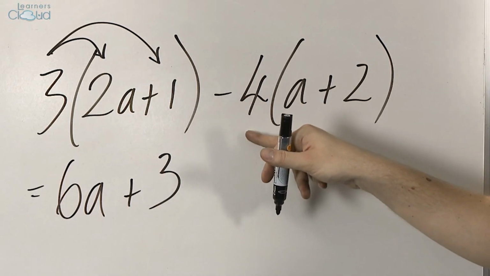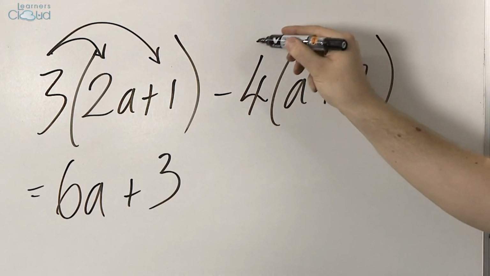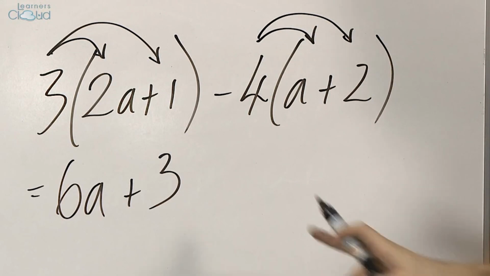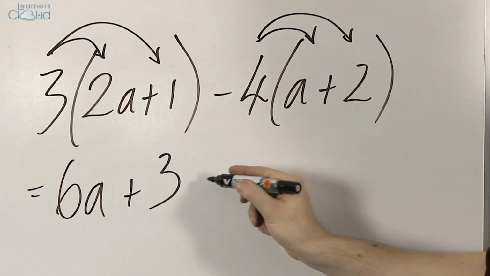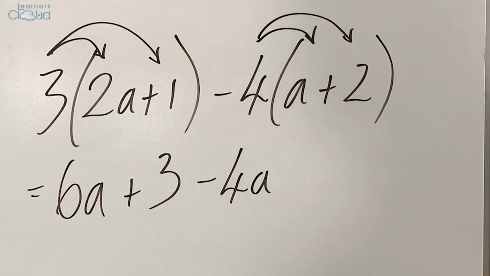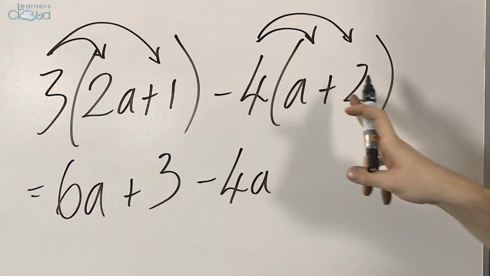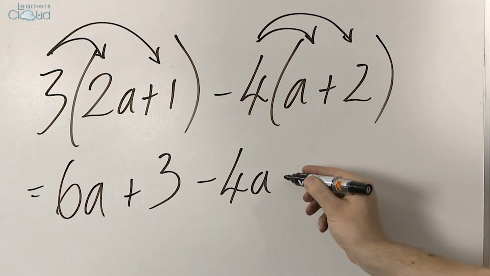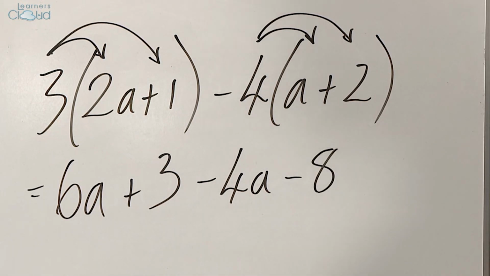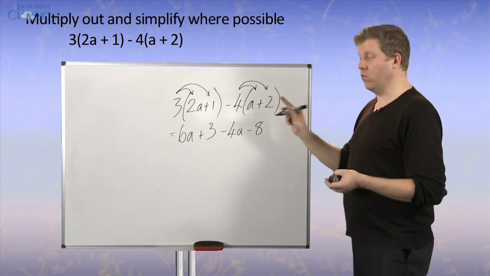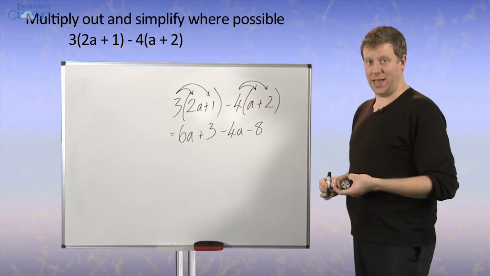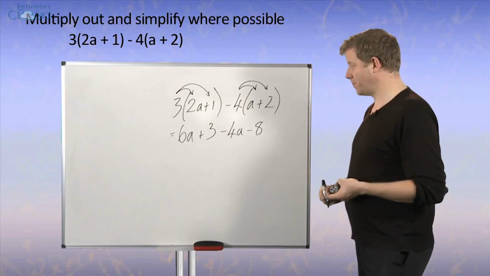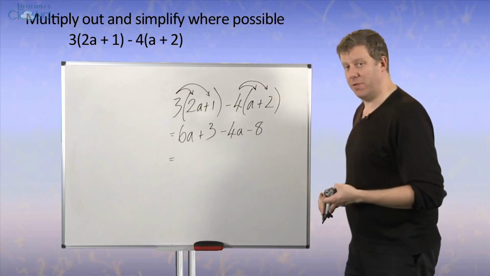Now, this is where we've got to be careful. I've got minus 4 lots of a, and then minus 4 times 2. Minus 4 multiplied by a is negative 4a. Minus 4 times positive 2, from your work on negative numbers, you should remember, is minus 8. Very important you're careful that you don't write minus 4a plus 8, because that negative number is getting multiplied by both of those.